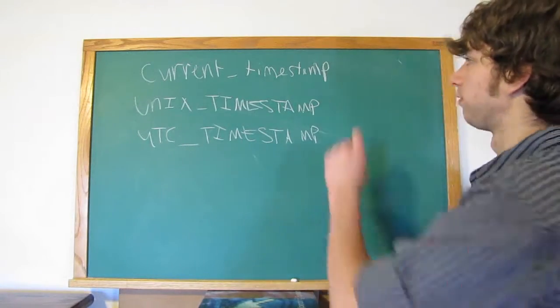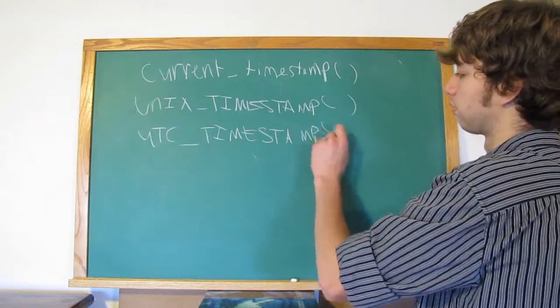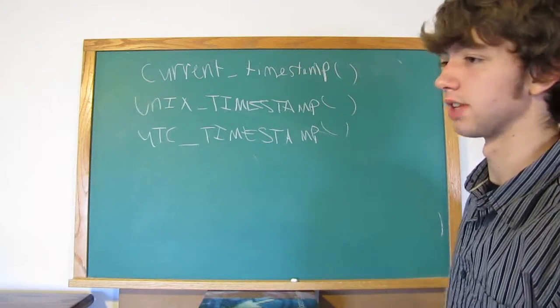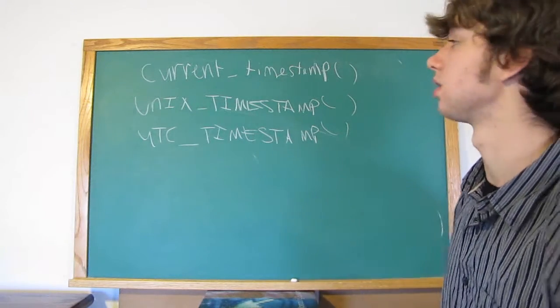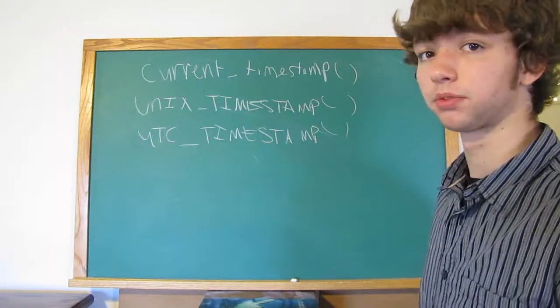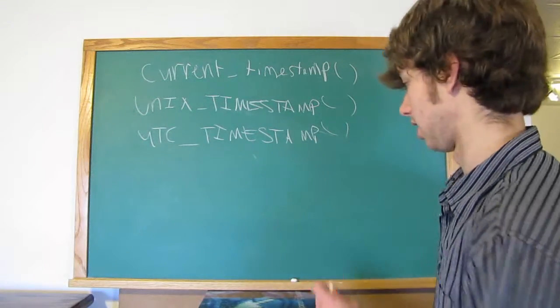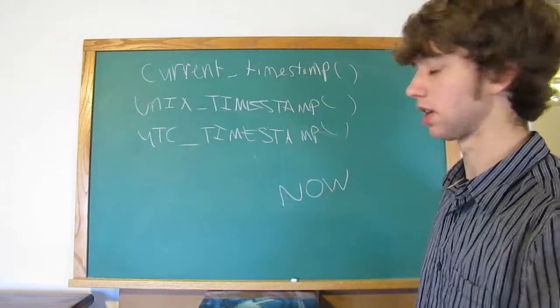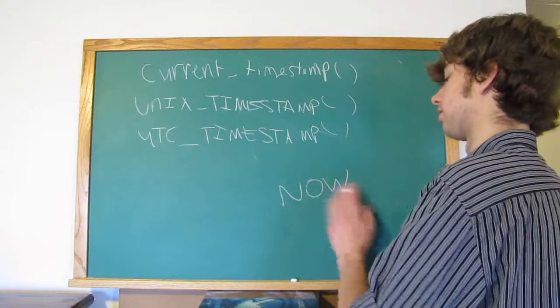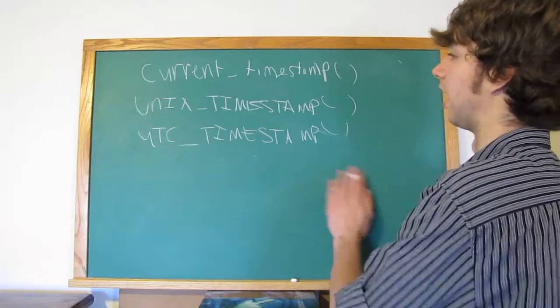Here are 3 more functions. They're represented as functions by putting parentheses after, even though you don't necessarily always have to put something within the parentheses. Current timestamp is the same exact thing as now. It works the same. So this is another name for now.